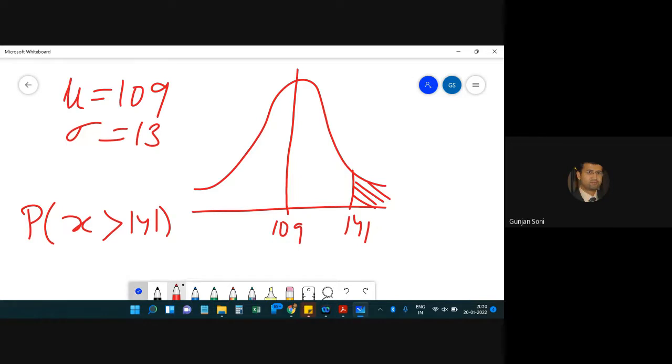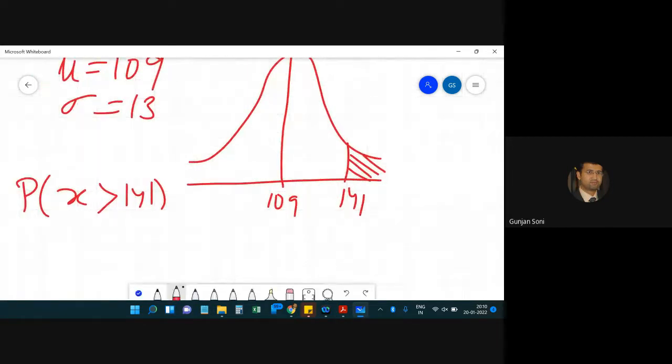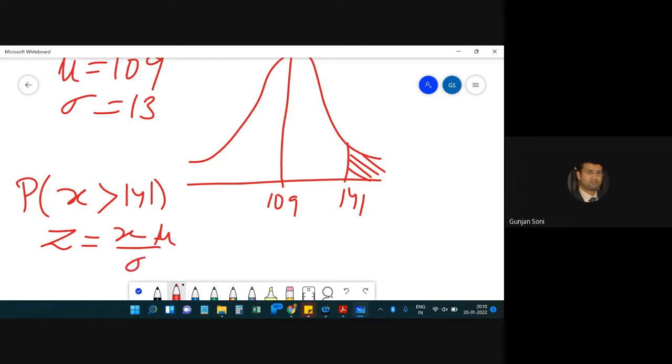Now we need to map x into the standard normal distribution. So we need to find out the value of z, that is x minus mu by sigma, the standard normal variate value corresponding to 141. So 141 minus 109 divided by sigma, which is 13. What do we get? We get 2.46. Okay.